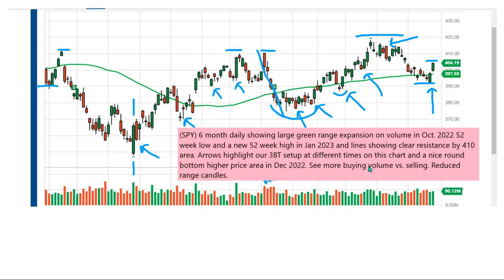And you're starting to see more buying volume versus selling volume, and a reduced range on these candles. Can you guys see that? This is a big selling candle, this is a big buying candle. These were big selling candles. And now you're not seeing as many of those big red selling candles. Yes, there's still some in here, but clearly you're starting to see more buying taking place, okay? That's all I want to show you guys on that chart.